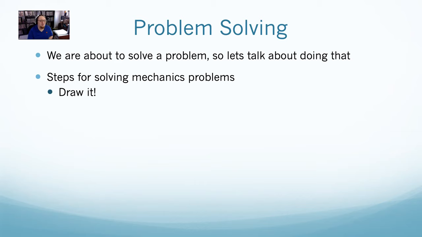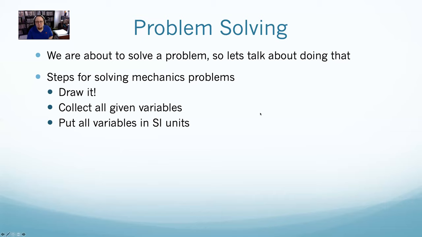And what you should do is read the problem and get rid of all the words and collect just the variables, what you know and what you're looking for. And I recommend just listing them off by symbol. If I give you an average velocity, put a V average. If I give you a displacement, put a D. If I give you a time, put a T. And just list them all out. Once you have them listed out, make sure they're in SI units. If anything's not in meters, kilograms, or seconds, convert it.